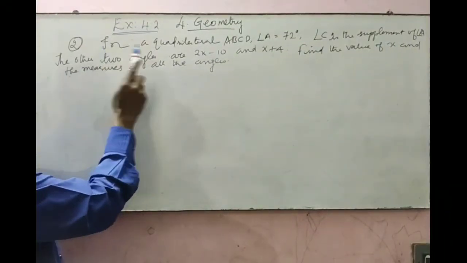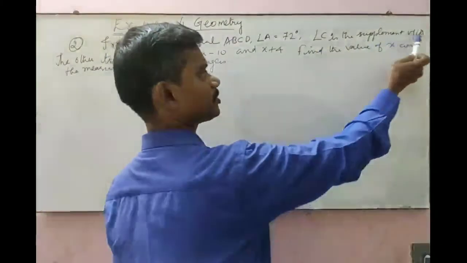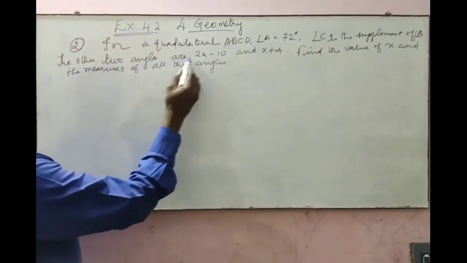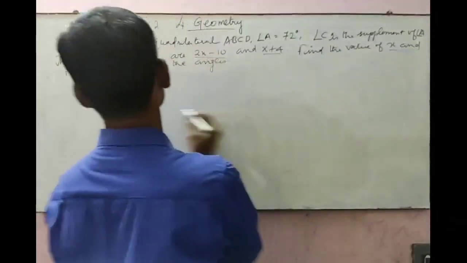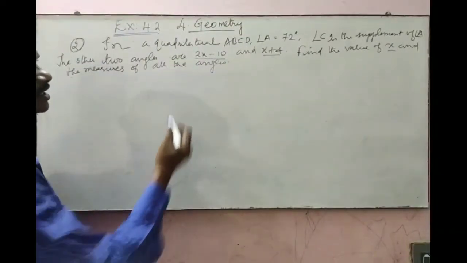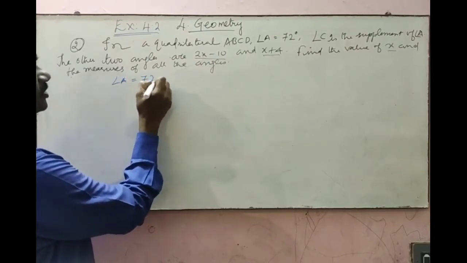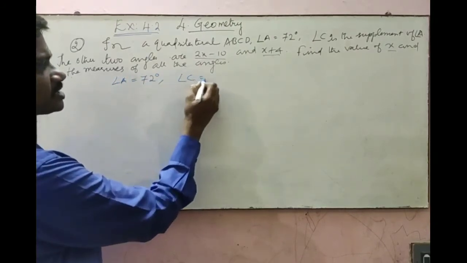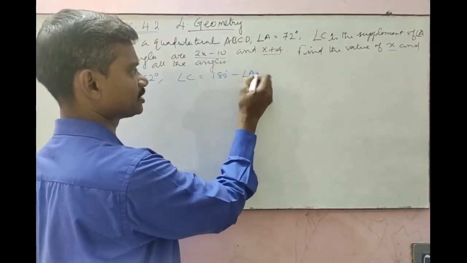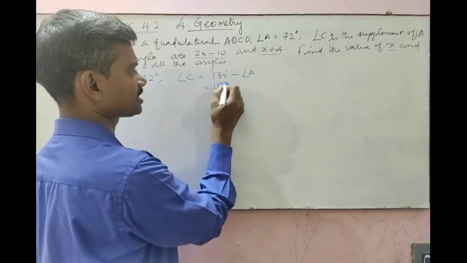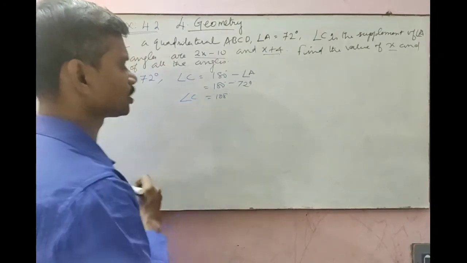Next, in the second sum, in a quadrilateral ABCD, angle A equals 72 degrees, angle C is the supplement of angle A. The other two angles are 2x minus 10 and x plus 4. Find the value of x and the measures of all the angles. In a quadrilateral, we have 4 angles. One of the angles, A, is equal to 72 degrees. Angle C is the supplement of A. That means 180 minus angle A, that is 180 minus 72 degrees gives 108. So the angle C equals 108.